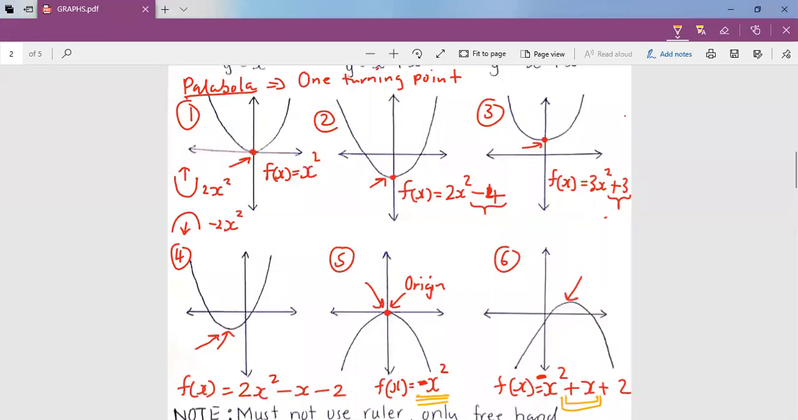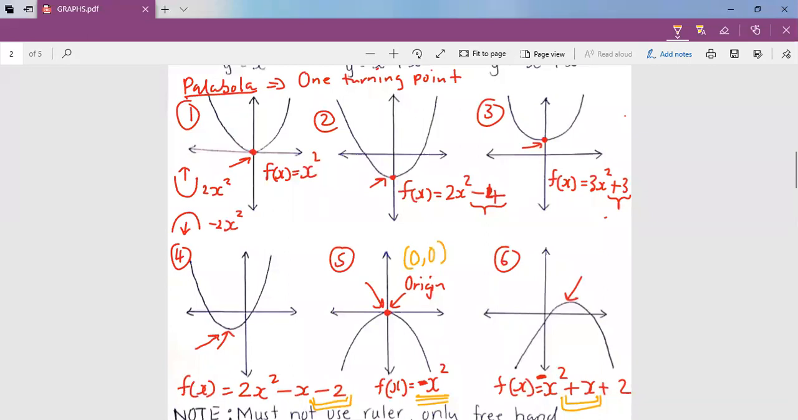And when you're touching the origin, then we shall not have, like number 4 here, you see this minus 2, we shall not have it here in number 5, because we are touching the origin. And as I said before, when you are at the origin, it means you are at 0, 0, so we don't have any y really.